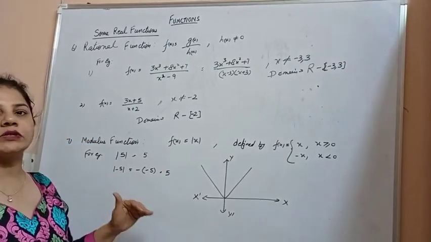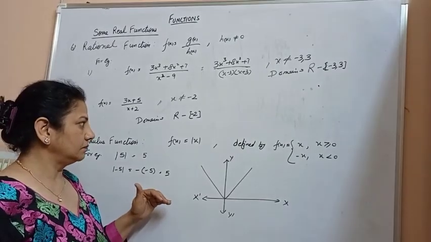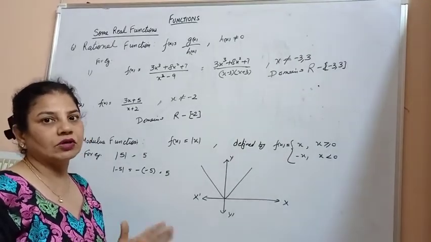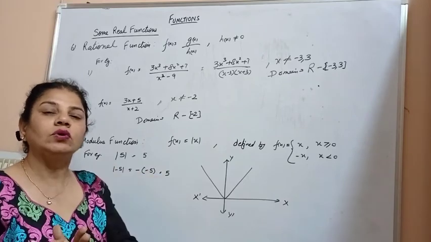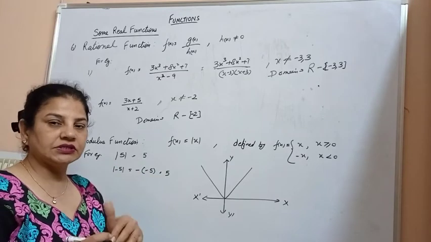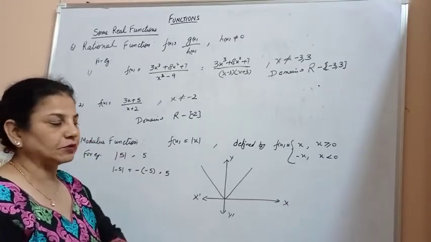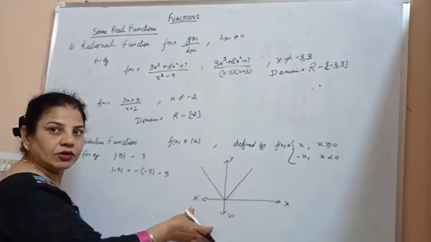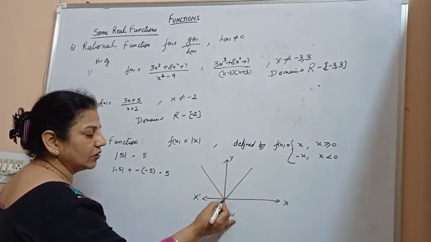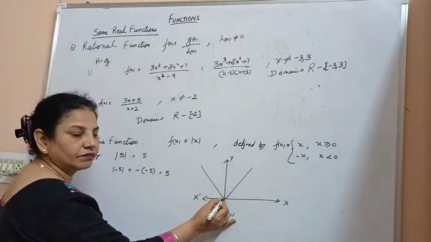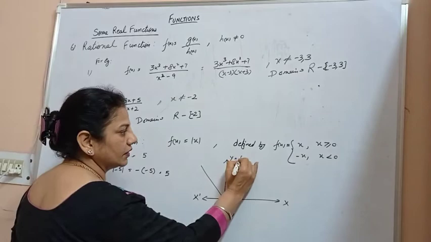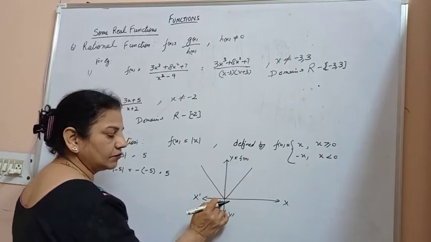Basically, what is the main criterion of this modulus function? The modulus function always gives the positive value. It changes the negative value of x also into positive, so we always get the result as positive. So in this case, the graph of the modulus function is given like this. You give the value x as 0, the value of f(x) is also 0. Here y is f(x).